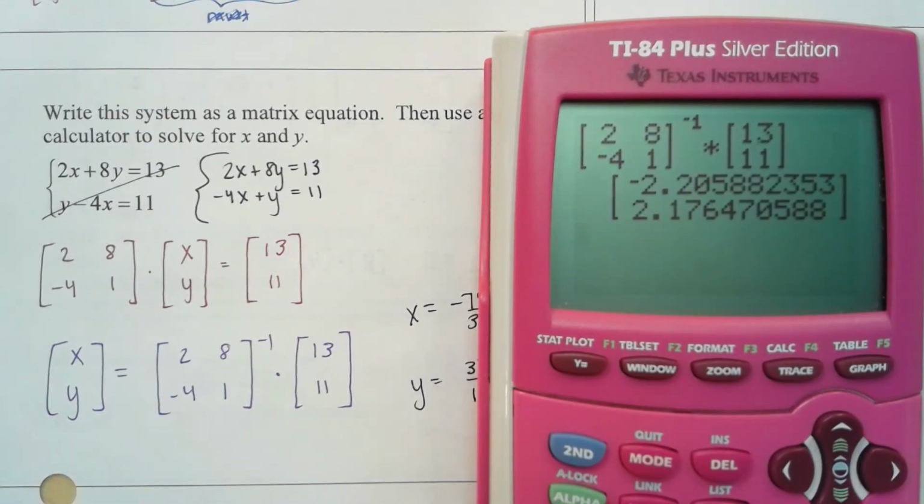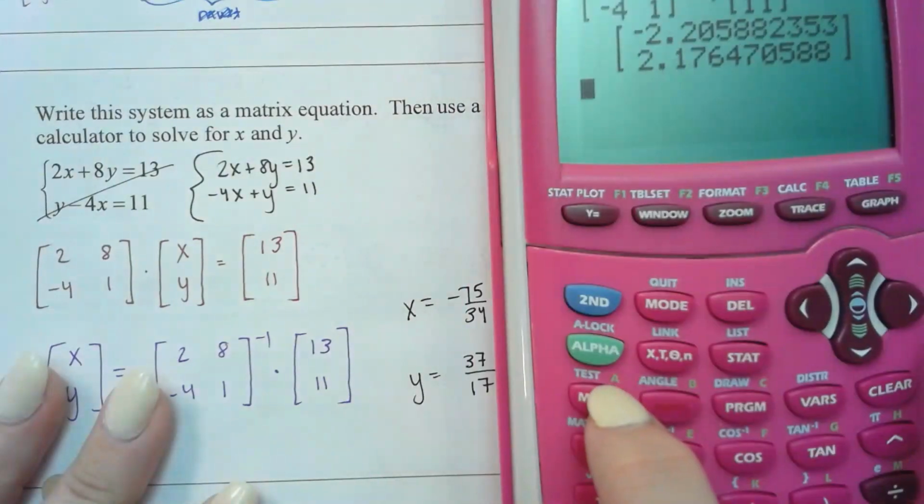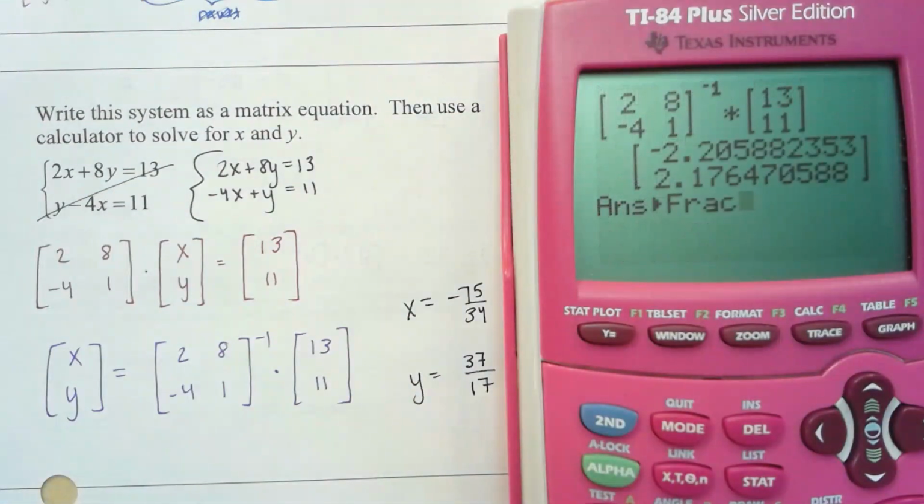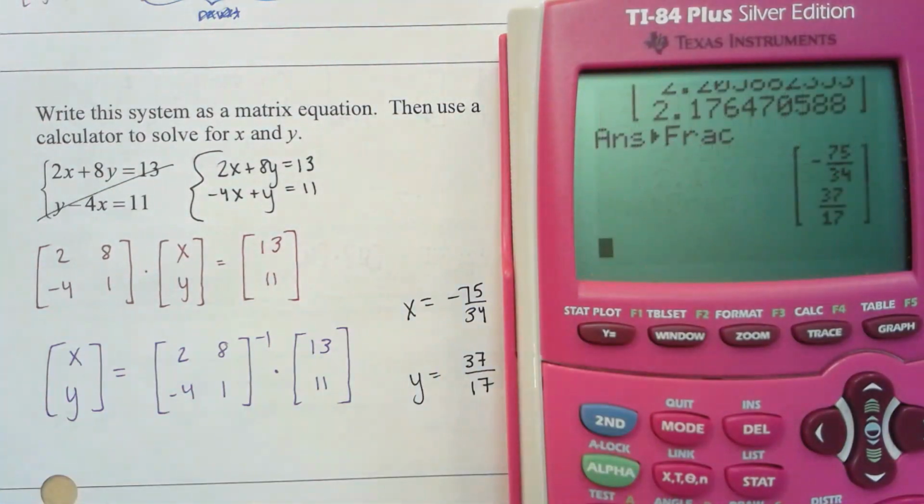And remember, we talked about this on the 84. It will not automatically give you fractions. Some of the newer calculators will, the new 84s will. This one did not, so I'm immediately hitting my math button and hitting enter. I want to take that answer and turn it into a fraction. And there it is, same answer, right?